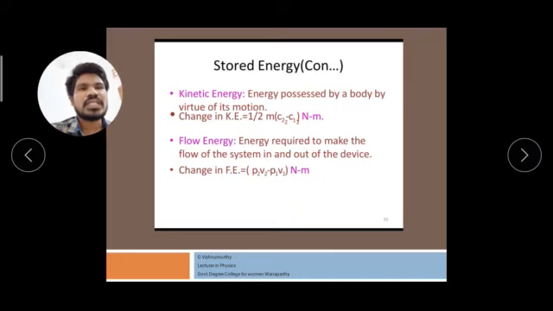And now stored energy: the energy possessed by a body by virtue of its motion is known as the kinetic energy. So the change in kinetic energy is equal to 1/2 m(C2 squared minus C1 squared) Newton meter. Flow energy is required to make the flow of the system in and out of the device. So the change in flow energy is represented by P2V2 minus P1V1 Newton meters.